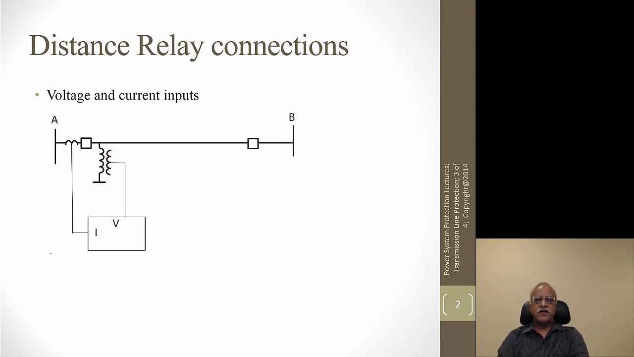You have a PT which steps down the transmission line voltage to 115 volts or 69 volts, which is the nominal, and then the current is stepped down from the rated transmission line current, which could be 2000 or 3000 amps, to 5 amps under nominal current.